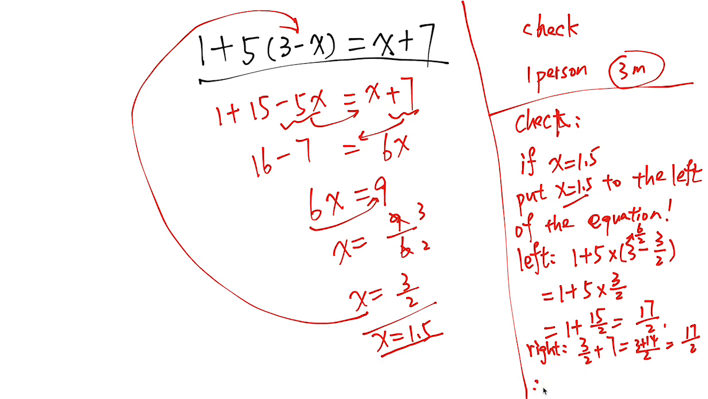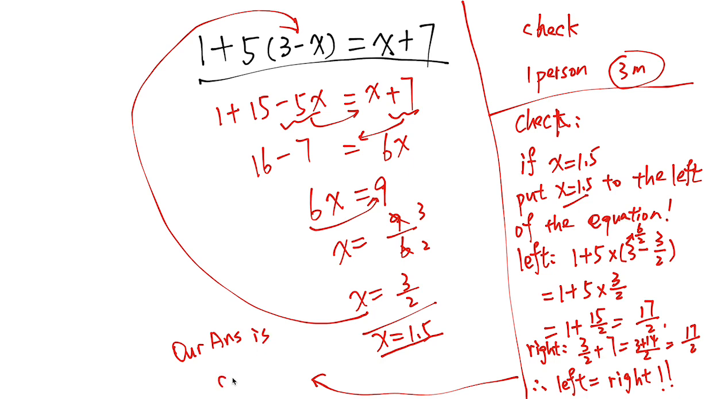So we know left equals right, which means our answer is correct. This is the standard method to check whether the answer you got is correct or not. So for all algebra equations, you can use this method to find out if you get the correct answer. So checking is easy, and finding the answer is also easy.